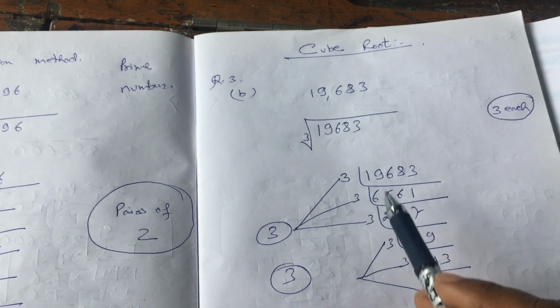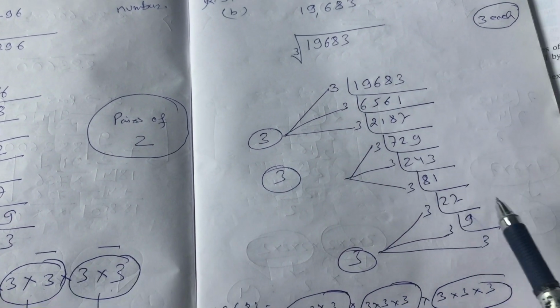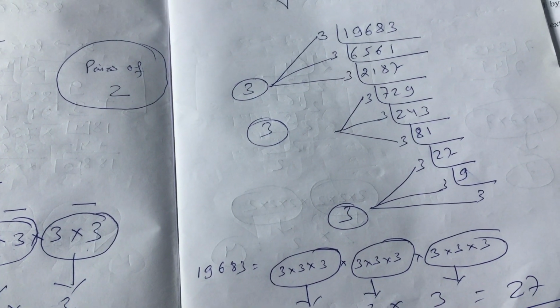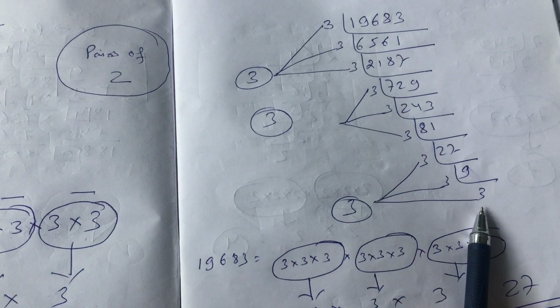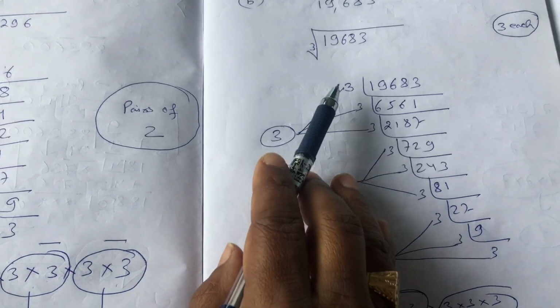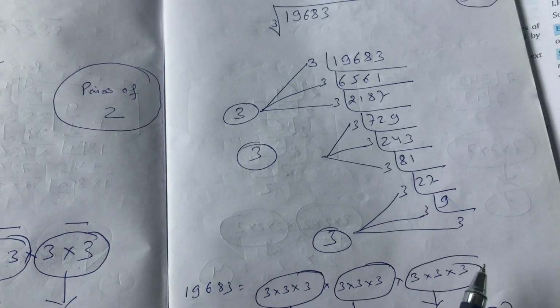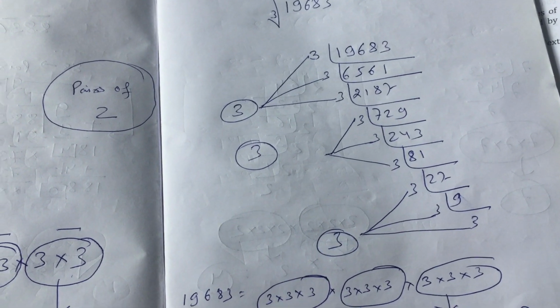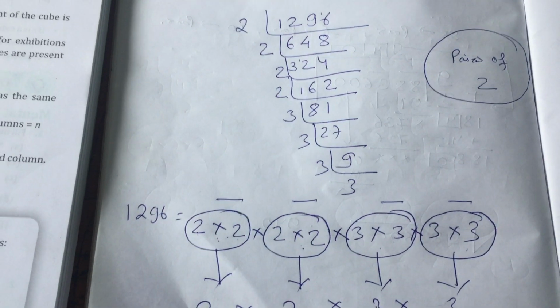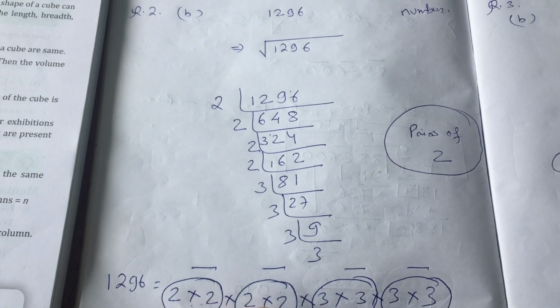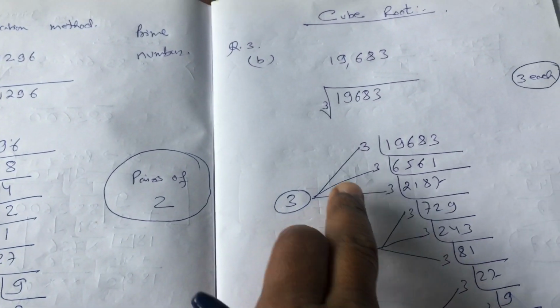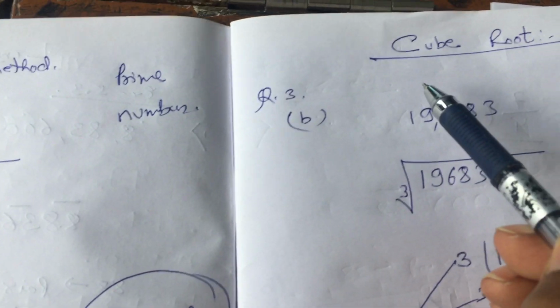The system is same. Just take the number and go on constantly finding the prime factors, and you stop when you get a prime number ultimately. So here I got 3 into 3 into 3 into 3 into 3 into 3 into 3 into 3 into 3 into 3. The only difference is when you had to find the square root, you had to make the pair of two numbers each. Here you will take 3 numbers since it is the cube root.